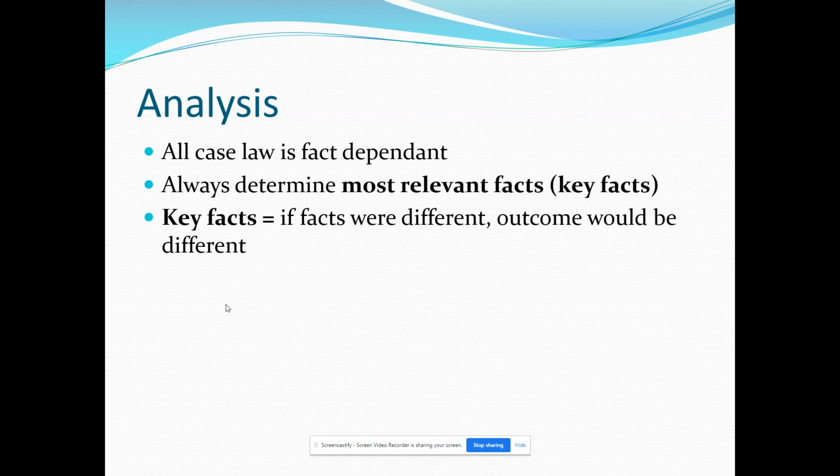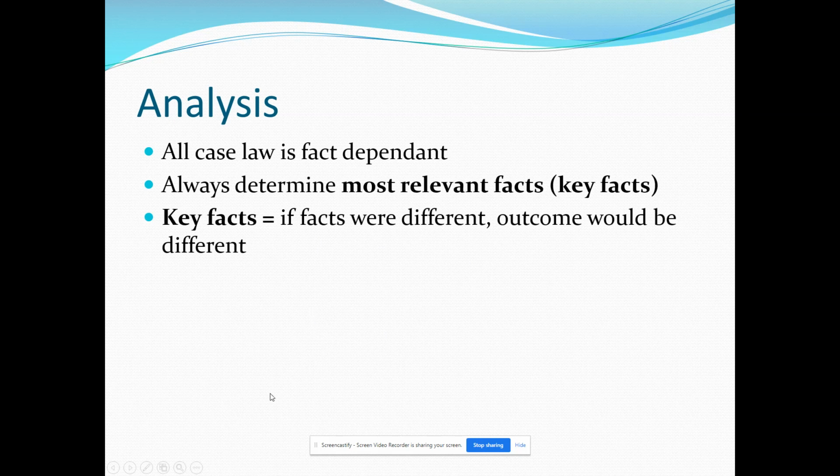We want to make sure that we only are including the most relevant facts, which we also call key facts. And the key facts are those facts that if the facts were different, the outcome would have been different. So say in Gideon versus Wainwright, he was an indigent defendant. He didn't have money to pay for an attorney, but if he was a rich guy, then maybe he wouldn't have a constitutional right to free counsel, right? So that would be a key fact, that the guy was unable to pay for attorney's fees on his own. So that's what a key fact is. If the facts are different, the outcome would be different.